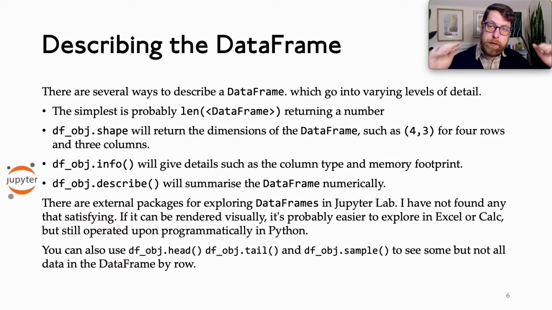Also, you can look at just a number of rows. Looking at the first few rows would be with head. It'll give you the first 5. If you put a parameter in there, it'll give maybe the first 10 or 20 or whatever. Tail will take it from the bottom, and sample will randomly sample from inside the data frame.